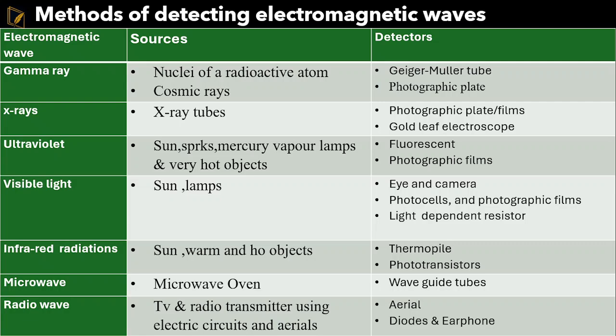Microwaves, what are their sources? You have the microwave oven, which is the common one. It can be detected by the waveguide tubes. Then you also have the radio waves. The sources are the TV and radio transmitter that use electric circuits and the aerials, with their detectors again being the aerials, the diodes and earphones. That's how you can detect radio waves.